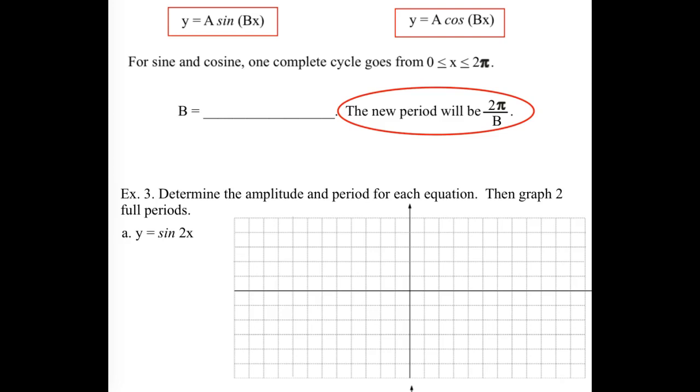The B term is another transformation. A normal cycle, or one period, for sine and cosine when there isn't any kind of horizontal stretch is 0 to 2 pi. But this B value is going to cause a horizontal stretch or compression. So what that's going to do is change the period of my graph. The new period is going to be the normal 2 pi divided by whatever that B value is.